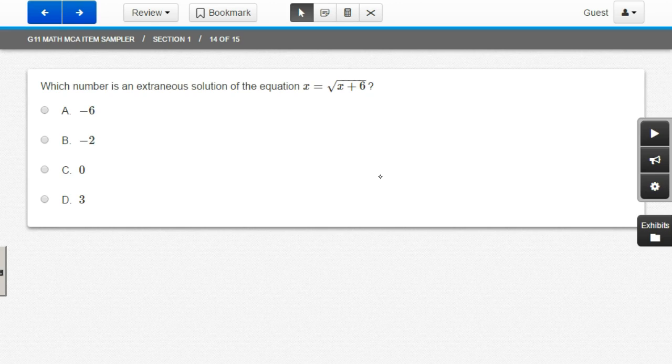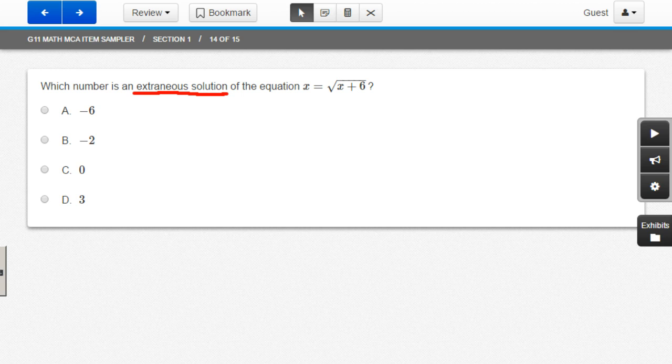All right, section 1, number 14, it asks which number is an extraneous solution of the equation x equals square root x plus 6. A little bit of a tricky problem because here we're not looking for an actual solution. We want to know which one's an extraneous solution.